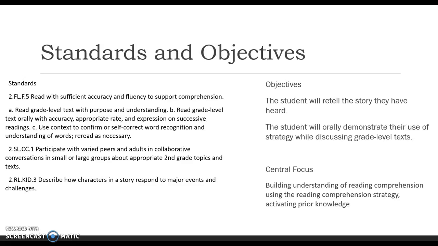Standards and objectives. The first standard is read with sufficient accuracy and fluency to support comprehension. A. Read grade level text with purpose and understanding. B. Read grade level text orally with accuracy, appropriate rate, and expression on successive readings. C. Use context to confirm or self-correct word recognition and understanding of words.